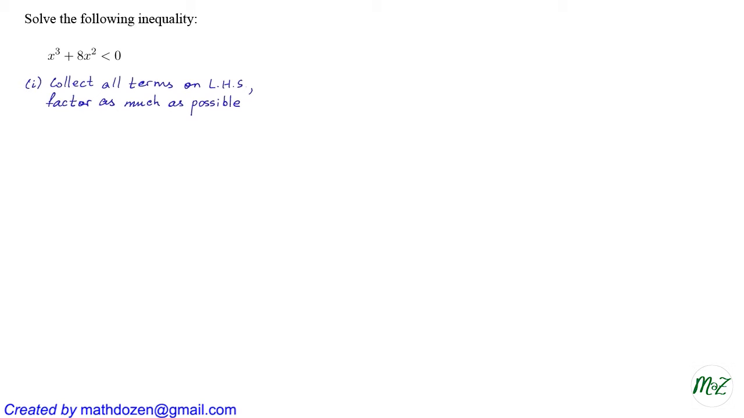Out of the two terms, x cubed and 8x squared, it's possible to factor out x squared. So we end up with x squared multiplied by x plus 8 being less than 0. And now we switch to the graphing approach to the inequality.